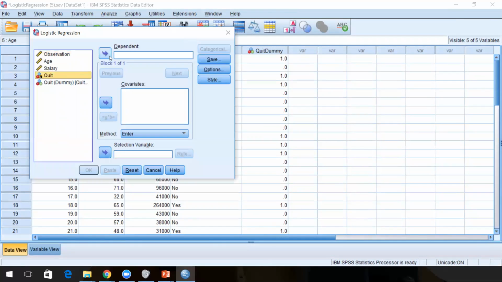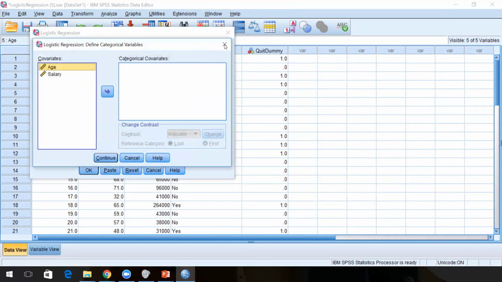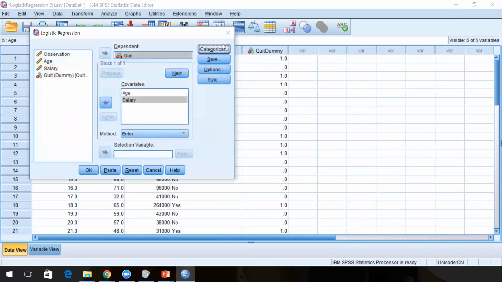And I'm going to put quit as my dependent and age and salary as covariates. They're independent variables. There's some other options too that we have. If we have a categorical independent variable, we can put that there. There's some other options, but I usually don't select much else out of here. Click OK.